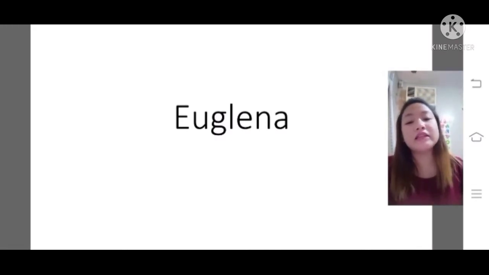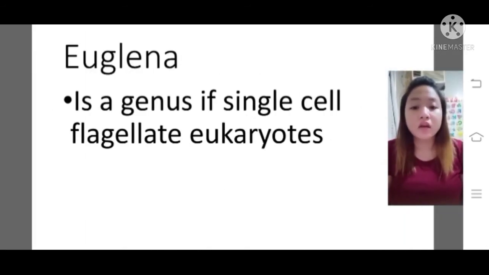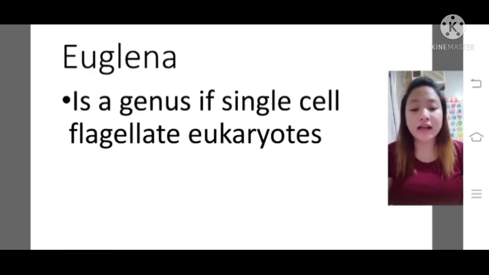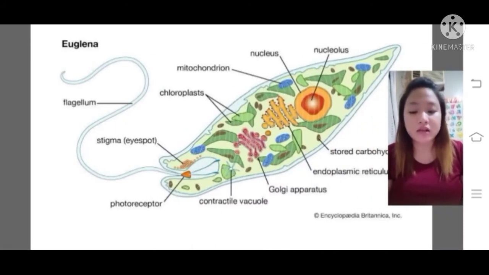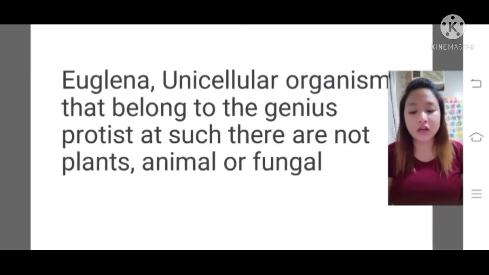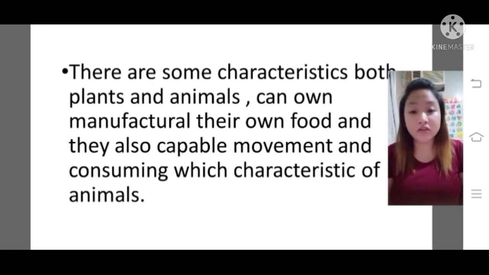Hello guys, I'm Desiree Beloria and I'm discussing Euglena. Euglena are unicellular organisms that belong to the genus Protist, such that they are not plants, animals, or fungi. In particular, they share some characteristics of both plants and animals. They can manufacture their own food, a characteristic seen in plants. They are also capable of movement and consuming food, which are characteristics of animals. Due to their unique characteristics, there are some debates as to where the phylum should be placed.